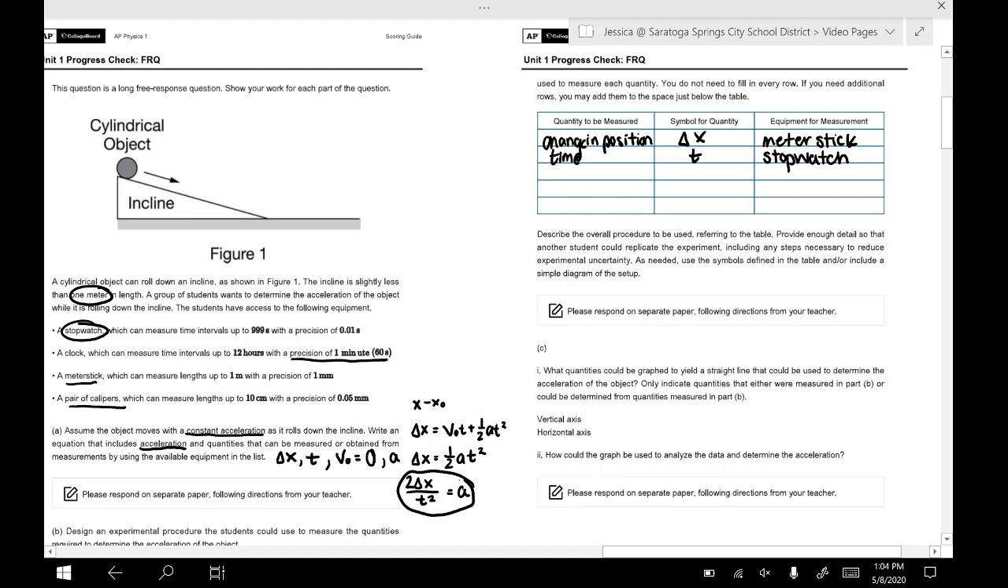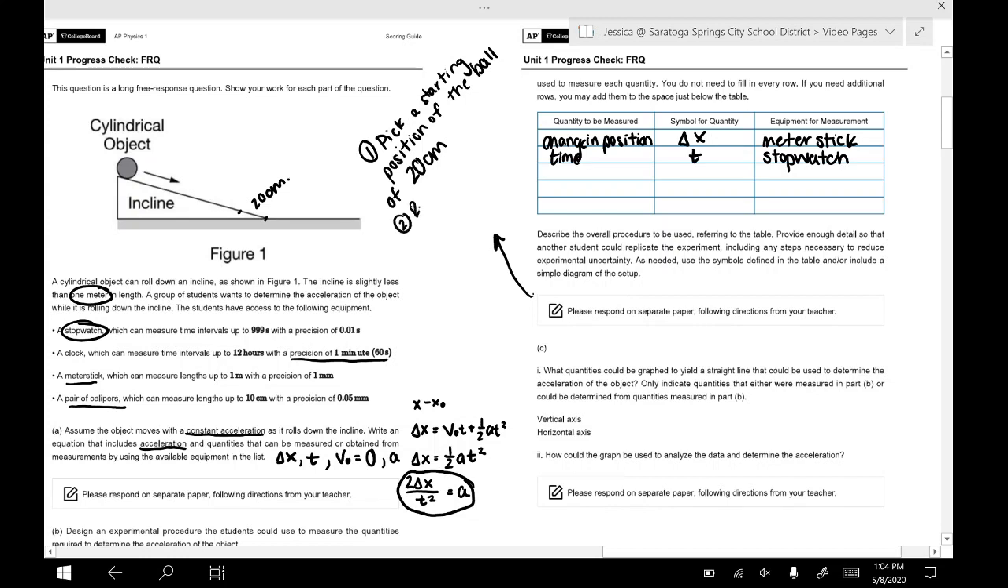Okay. So we want to describe an overall procedure, provide enough detail, including steps to reduce experimental uncertainty. As needed, use the symbols defined in the table and/or include a diagram. Okay, so I would say first, pick a starting position of the ball of 20 centimeters. So, like, this would be 20 centimeters.